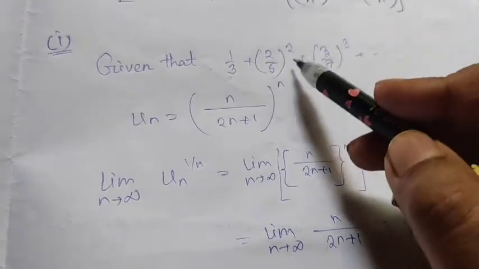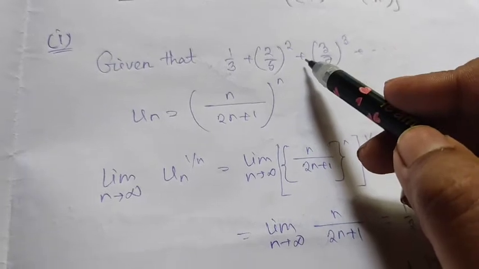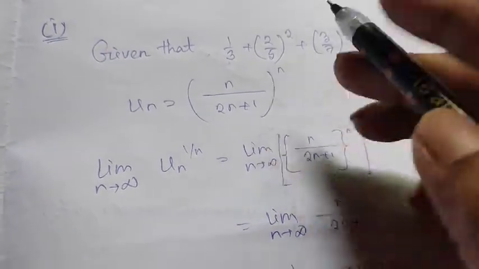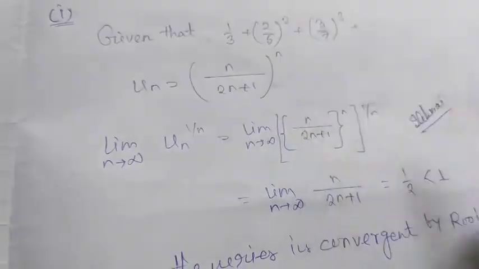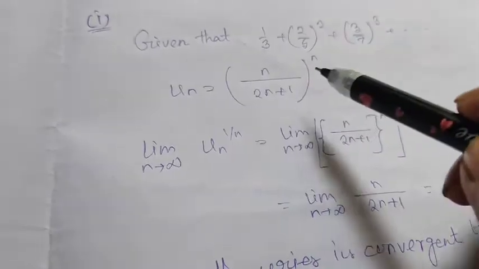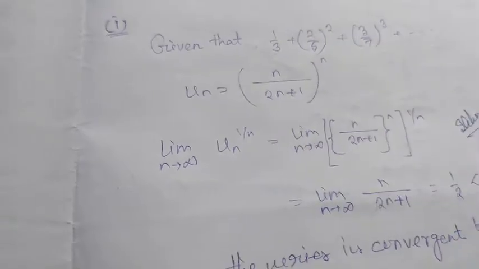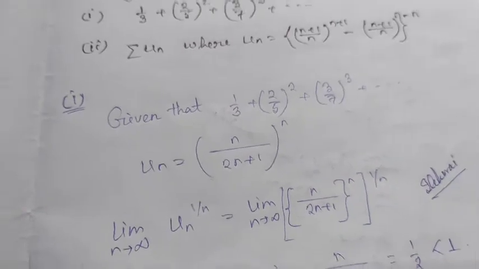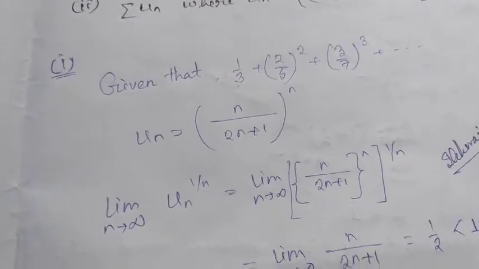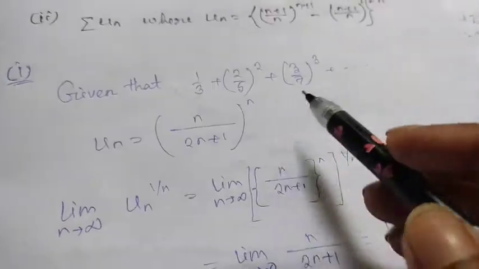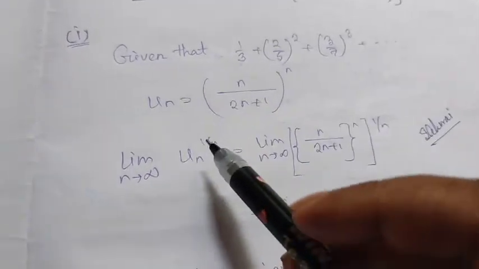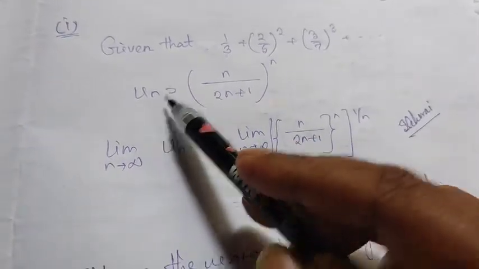From here we can write that the nth term un is of the form (n by 2n plus 1) whole to the power n. You can also say that if you put n equal to 1, you get 1 by 2 plus 1, so you get 1 by 3. If you put n equal to 2, you get (2 by 5) whole square, and similarly so on. Now we have to find the nth root of the term un.